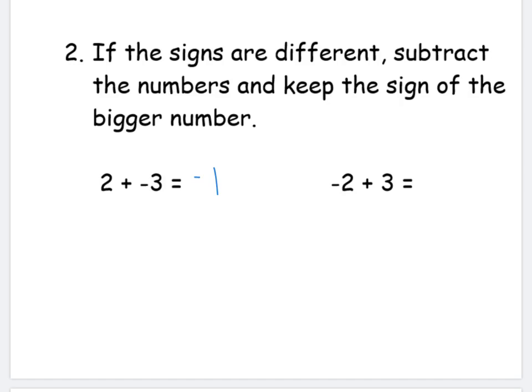With the other example, I have 3 positives and I'm adding 2 negatives. So again, I still subtract because the signs are different, so 3 minus 2 is 1. But I have more positives, so there would be a positive 1 instead of a negative 1 on that example.